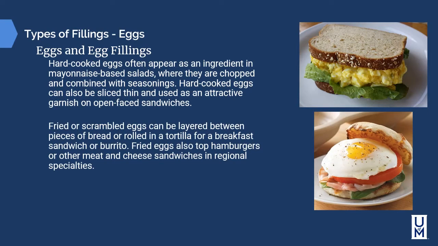Fried or scrambled eggs can be layered between pieces of bread or rolled into a tortilla for a breakfast sandwich or a burrito. Fried eggs also top hamburgers or other meat and cheese sandwiches and regional specialties. This is becoming more and more popular these days.